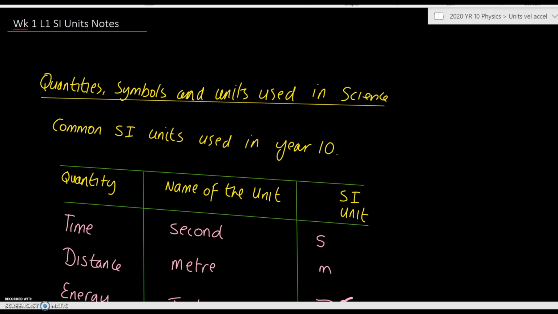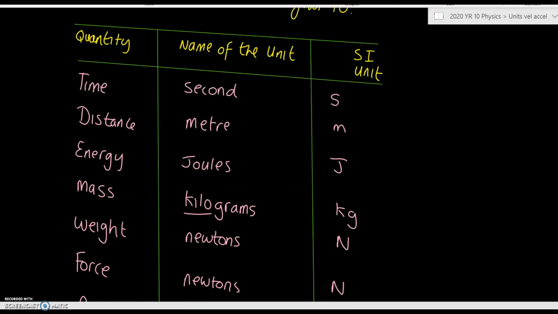First thing I'd like you to do though is to pause the video and copy the table with the three headings: quantity, name of unit, and SI unit. When you've done that, you can then restart the video.